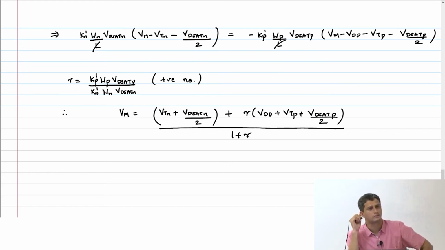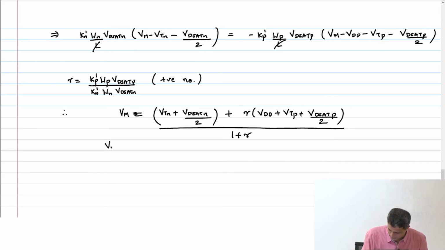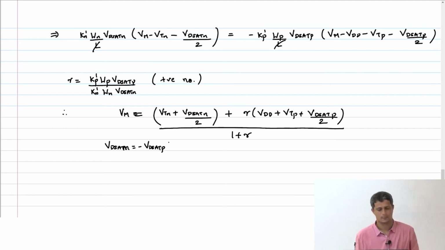Are you getting this answer? Yeah? Okay, very good. So now let's see how to interpret this. First of all, there are too many terms in this. So let's make some assumptions, that Vd sat n equals minus Vd sat P.